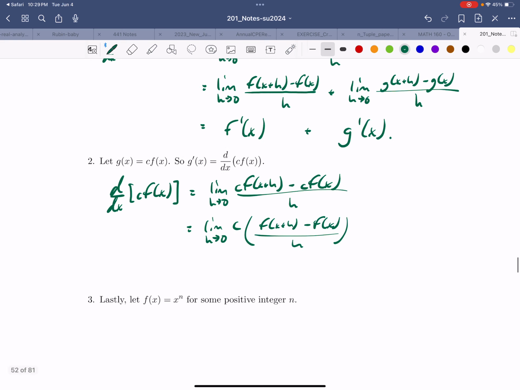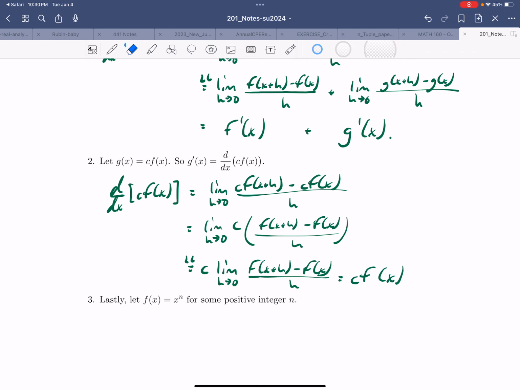And note that from limit laws, this right here was a limit law identity. We can pull the constant all the way out of the limit expression. That was a limit law. And this, by the way, is just c times f prime of x, which is exactly what we were trying to prove. So we're done.